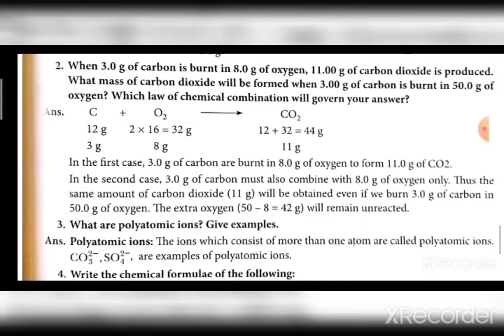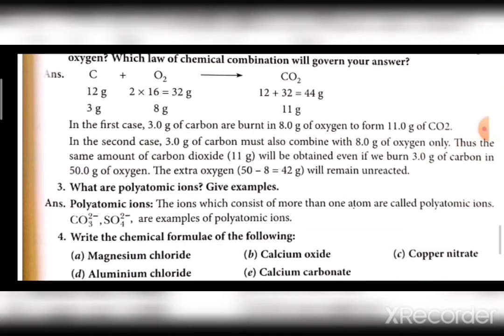Then question number 2. When 3 gram of carbon is burnt in 8 gram of oxygen, 11 gram of carbon dioxide is produced. What mass of carbon dioxide will be formed when 3 gram of carbon is burnt in 50 gram of oxygen? Which law of chemical combination will govern your answer? This is the law of conservation of mass. So law of conservation of mass, that mass can neither be created nor be destroyed. So in the first case, 3 and 8 gram we have taken, so 11 gram is the answer.